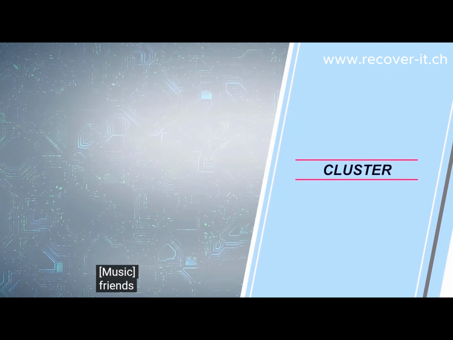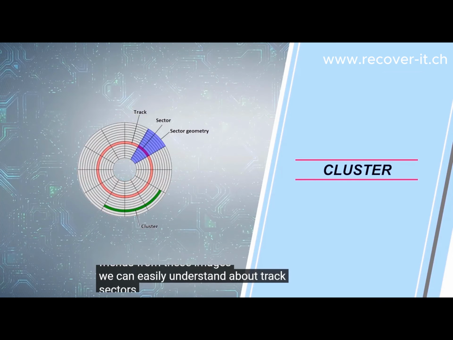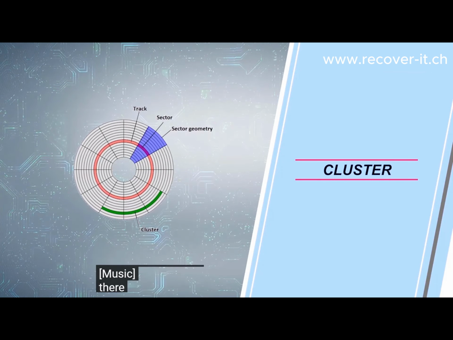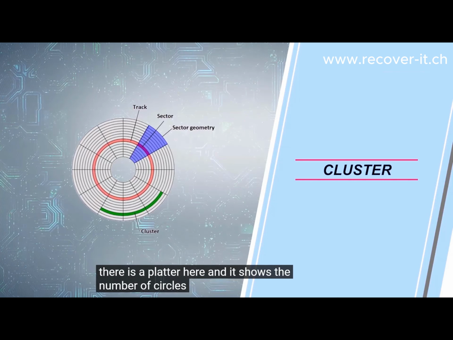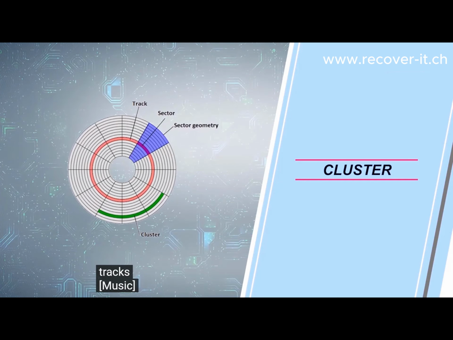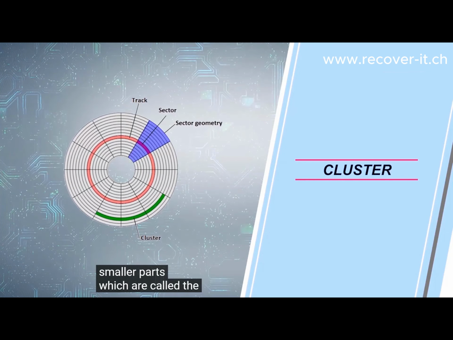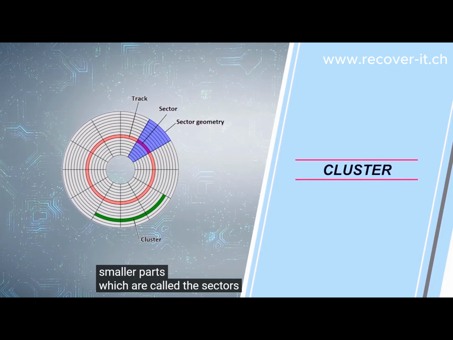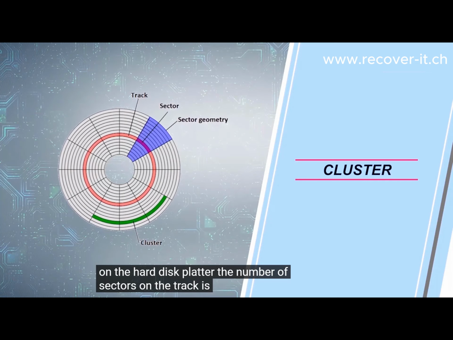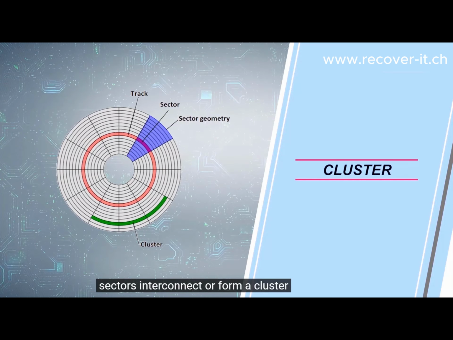Friends, from these images, we can easily understand about tracks, sectors and clusters. There is a platter here and it shows the number of circles which are called tracks. These circles are further divided into smaller parts, which are called the sectors. On the hard disk platter, the number of sectors on the track is the same. Sectors interconnect or form a cluster by grouping.